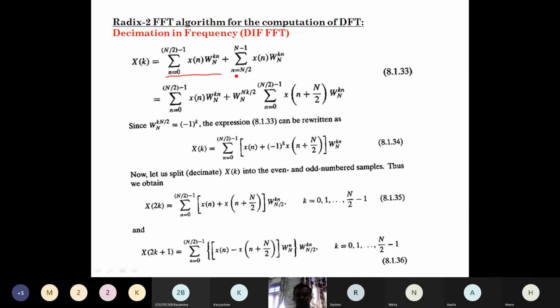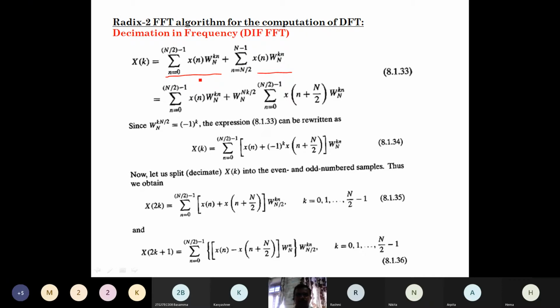What is that remaining half? Where small n ranges from N by 2 to capital N minus 1. If you merge these two once again, the total is from n equals 0 to capital N minus 1, which is the pure computation of DFT. So here we have two halves. The first summation is for the first half elements of the x of n sequence, and the second summation is dedicated to the next half of the x of n sequence. Now, once again, let us go for this one. What are we doing here?